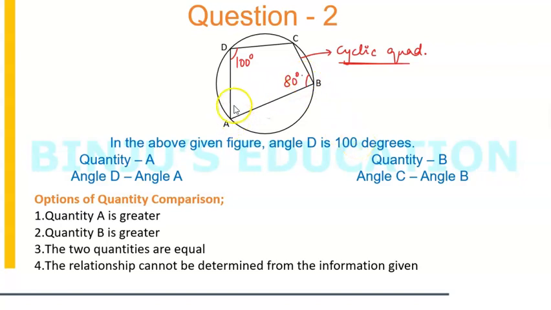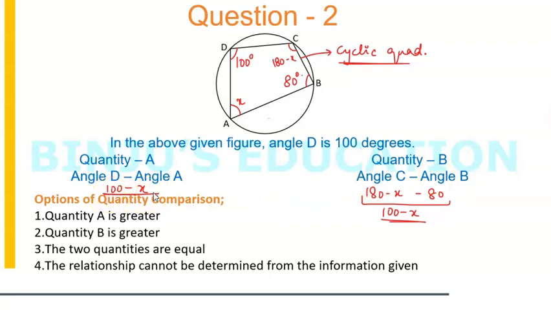That's for sure. Similarly, if I consider this angle A to be x, then I can say that angle C will automatically be 180 minus x. Now let's plug in the values. We have angle D minus angle A, so that will be 100 minus x, and we have angle C minus angle B, which is 180 minus x minus 80. Now when you solve this it will simply become 100 minus x. So quantity B is 100 minus x, quantity A is also 100 minus x.